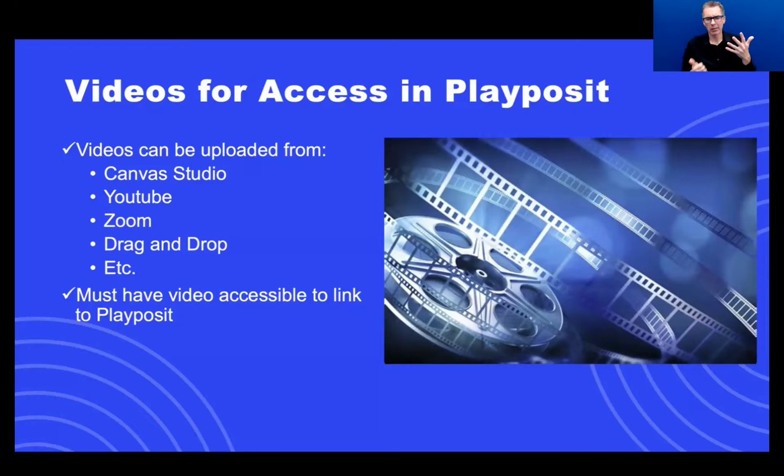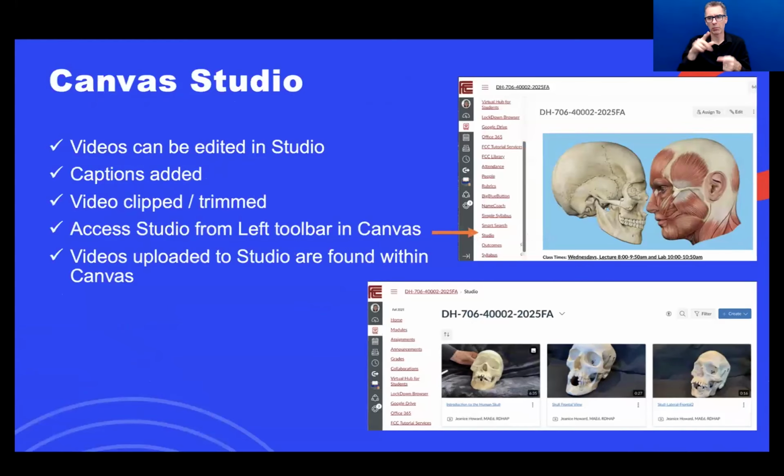But the key here that I need you to understand is you do need a video available, right? You can't work backwards. You got to have a video that's available. And you're going to essentially link it to Play Pause It. So I'm just going to kind of walk through Canvas Studio, how I can make it available.